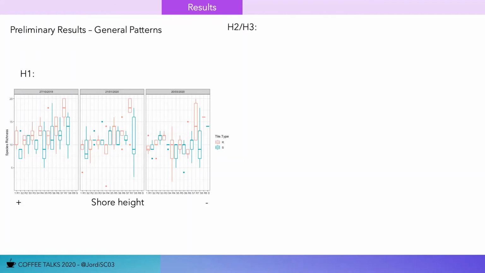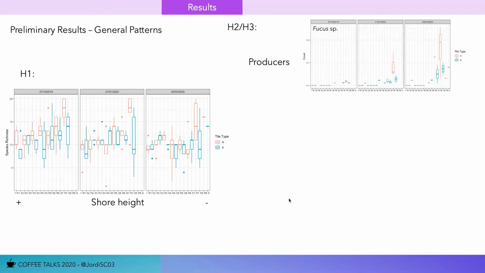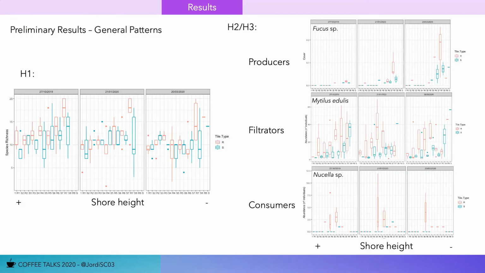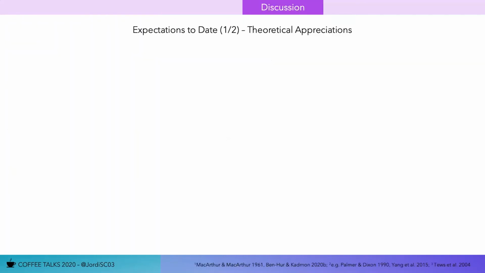However, if we go to a specific taxon, for example, Fucus, which is quite important in the low shore, we see that these differences are clearer. The same goes for keystone species, important species in functional groups, and as well for consumers. So as for discussion at the minute, I just have expectations of what to find.